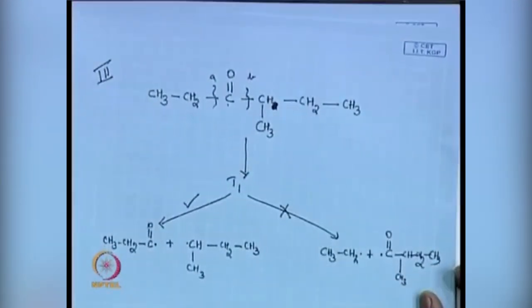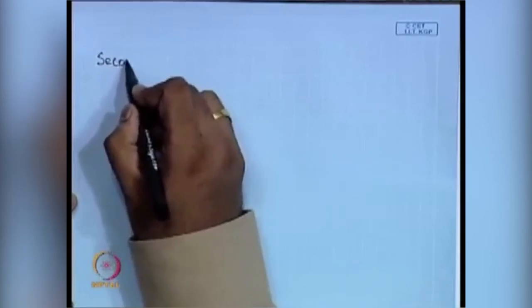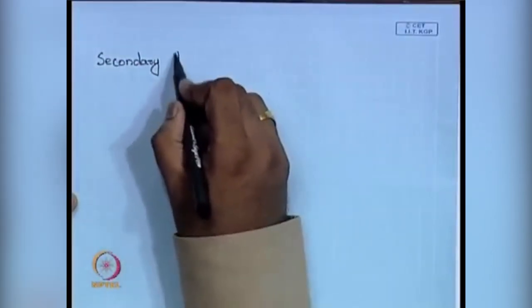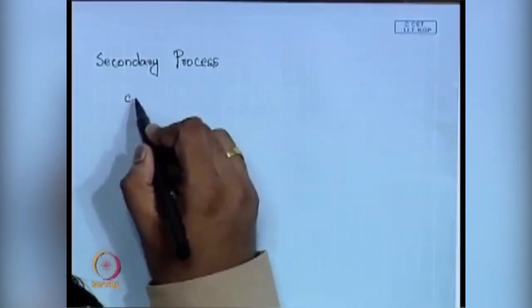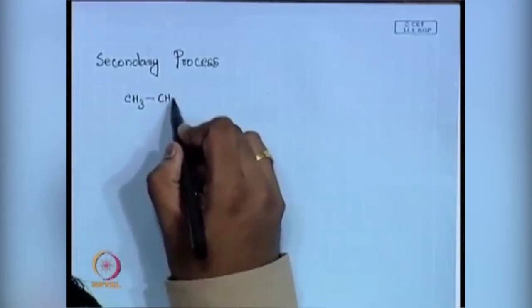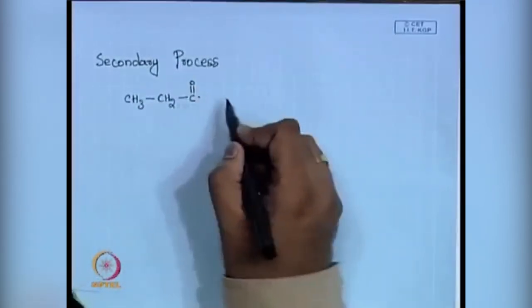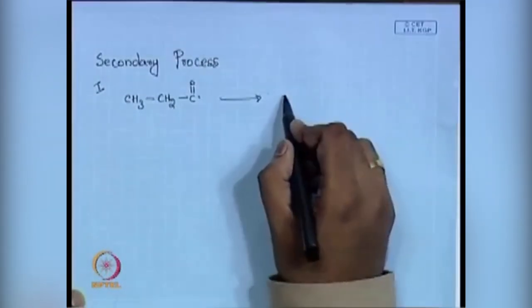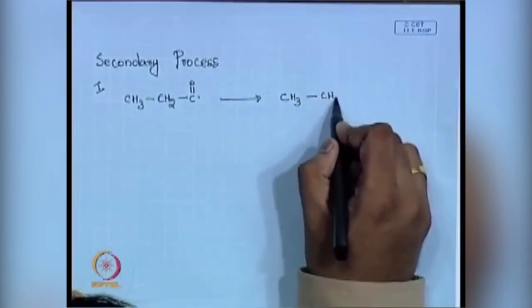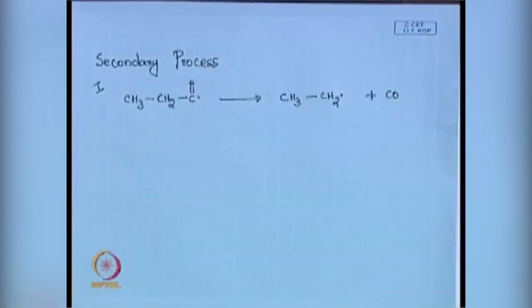So, we will see how the secondary process happens in this. This will be interesting to see. In the secondary process, you have seen that the first secondary process is decarbonylation followed by radical recombination. So, shall we do that? I will get my CH2 dot plus my CO out. Then I have to do my radical recombination.